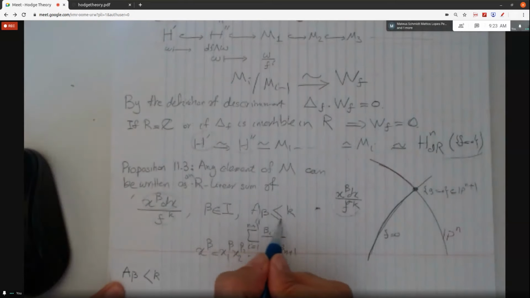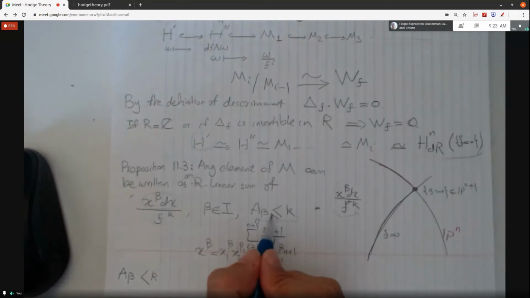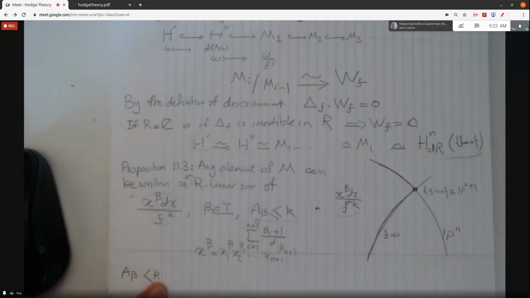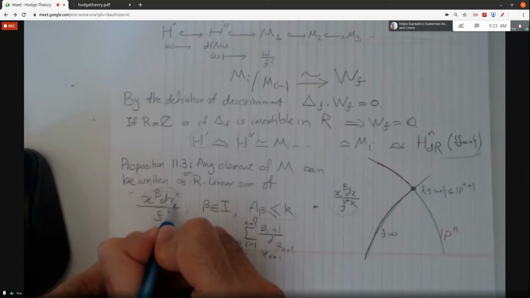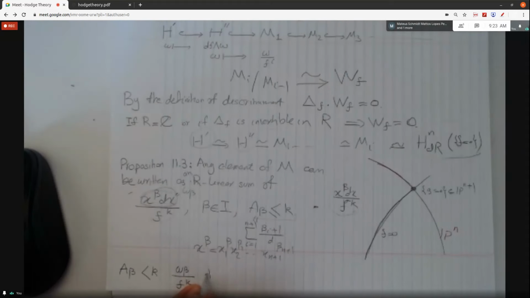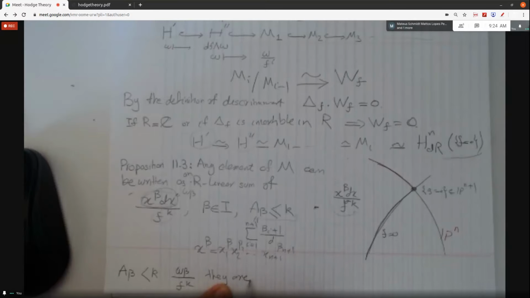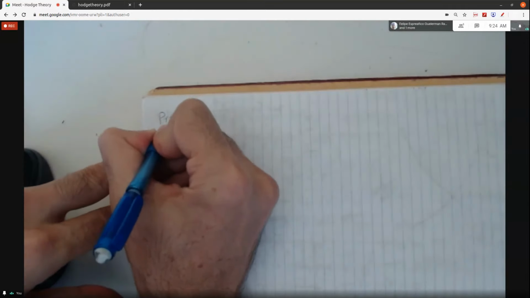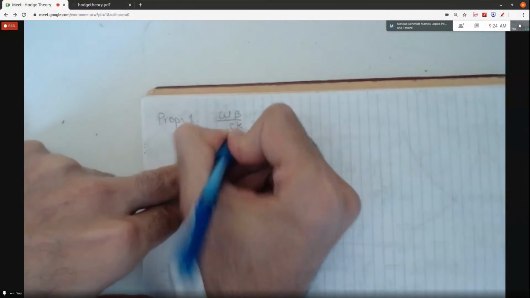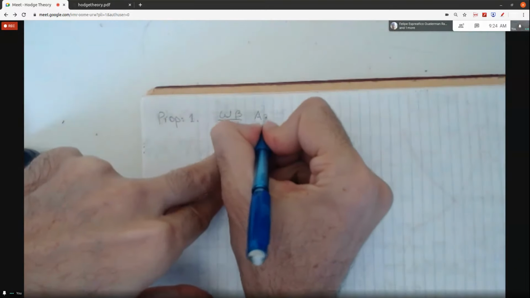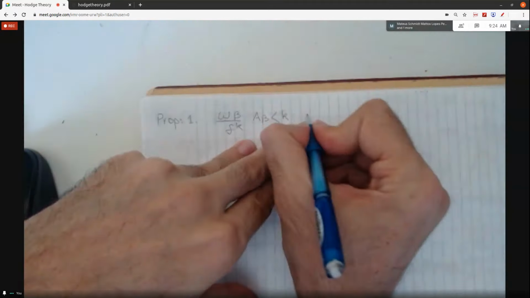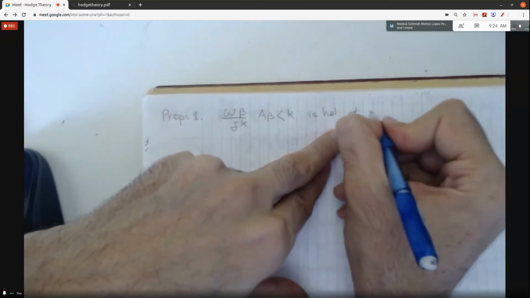I have to distinguish two cases. A beta is strictly less than k. So maybe I will use a notation: this part I will call omega beta. Or maybe I need another page. Okay. Maybe again one more simple proposition. Well, actually, the first part of the proposition is very simple. Omega beta over f^k, with a beta less than k, is holomorphic at infinity.